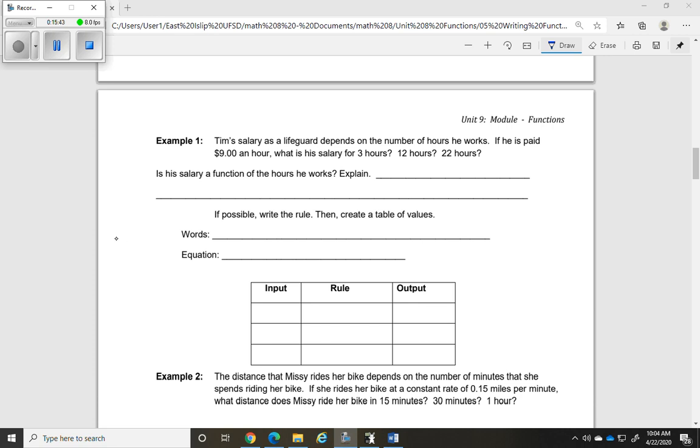So Tim's salary as a lifeguard depends on the number of hours he works. If he's paid $9 an hour, what is his salary for 3 hours? So 9 times 3 is $27. What about for 12 hours? 9 times 12, $108.